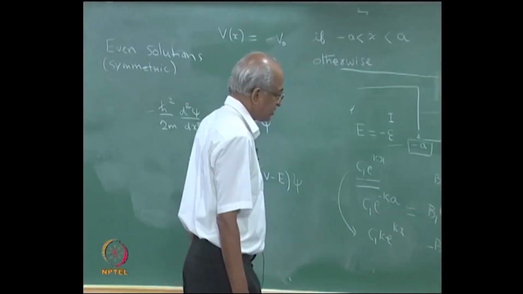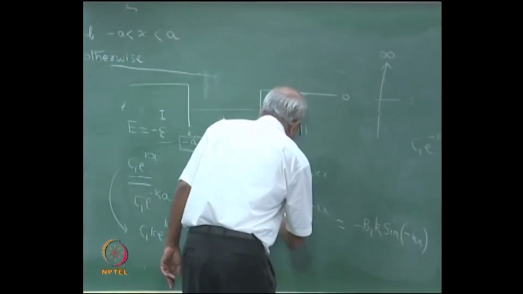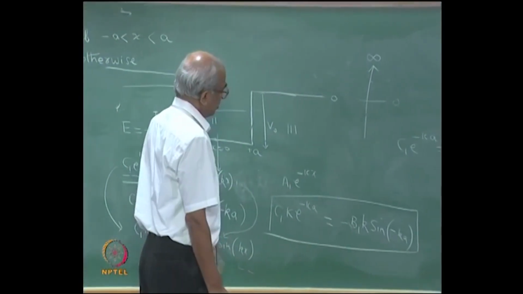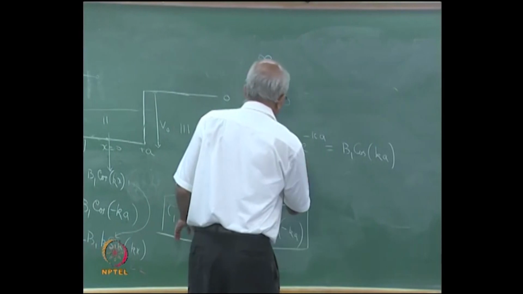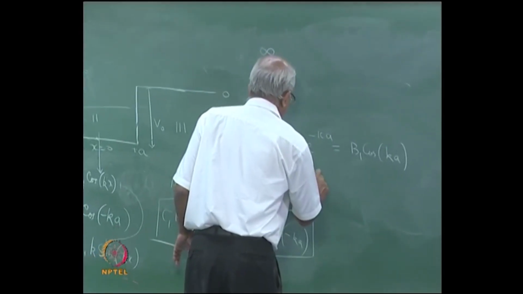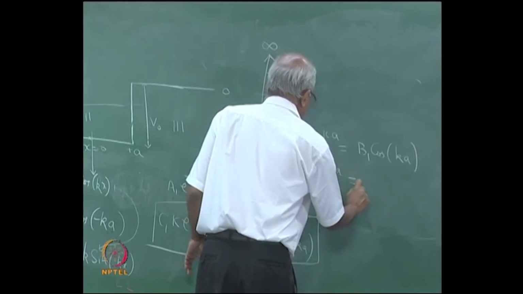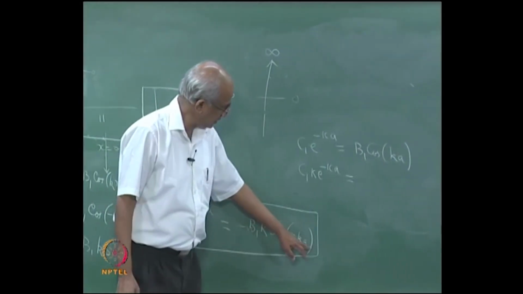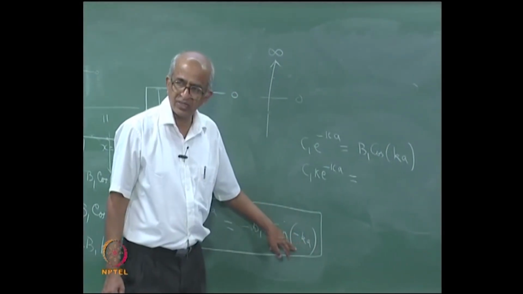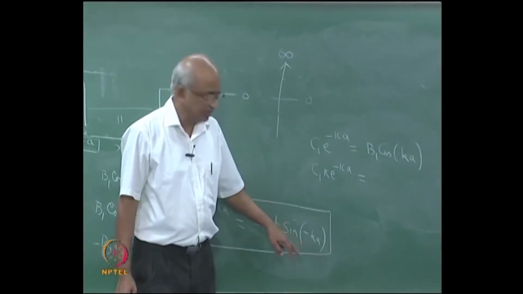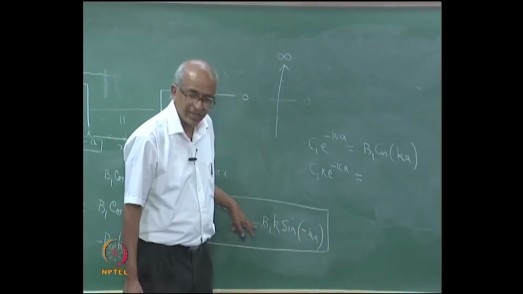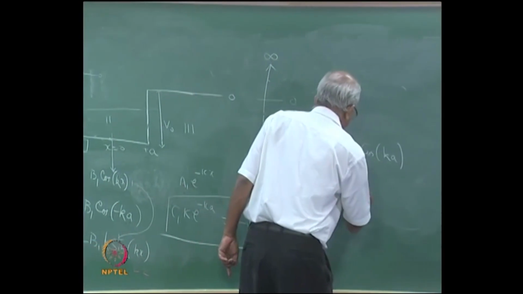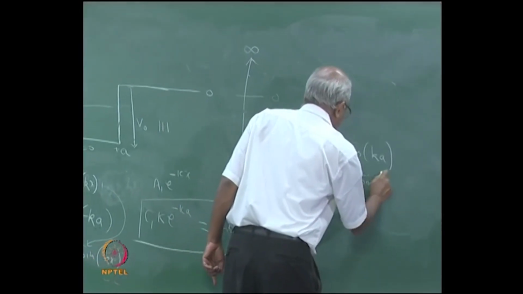What about the second equation? The second equation is written here. And how does it read? It says that C1 κ e to the power of minus κa is equal to minus B1 k sin(−ka). But the sine function, as you know, is an odd function. So this negative sign you can take outside and cancel the negative sign which already exists, and therefore this is going to be B1 k sin(ka).